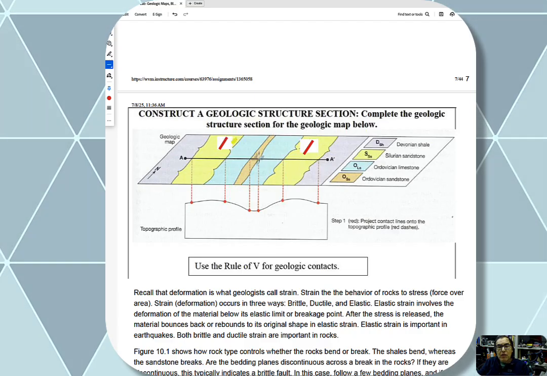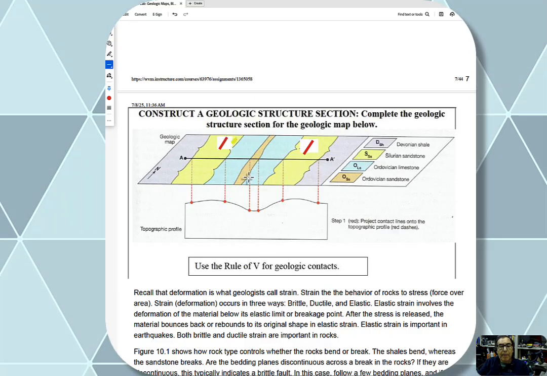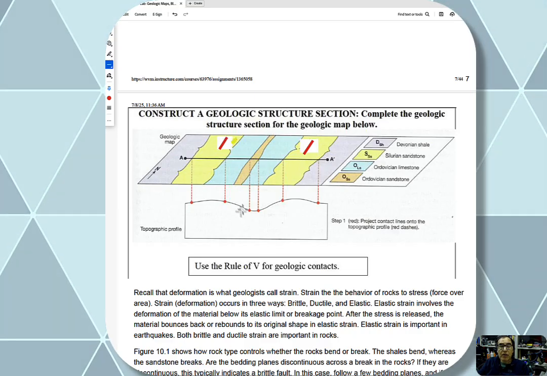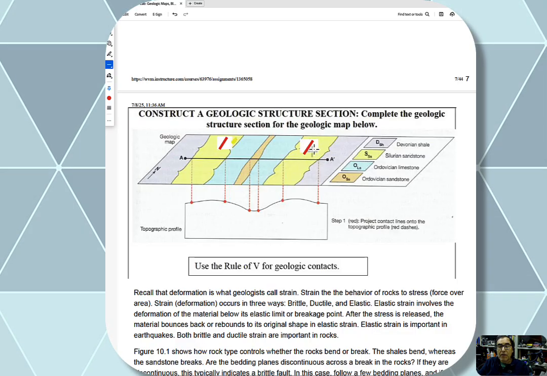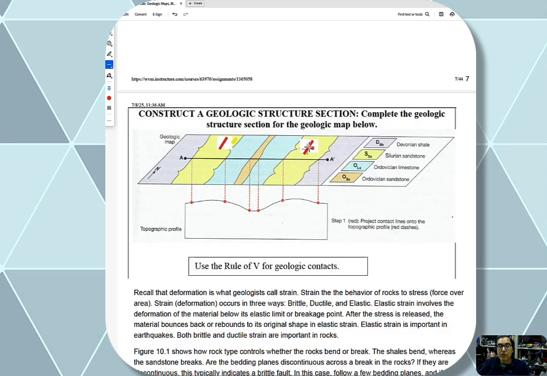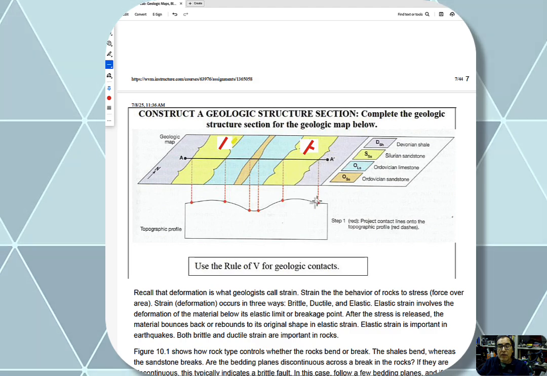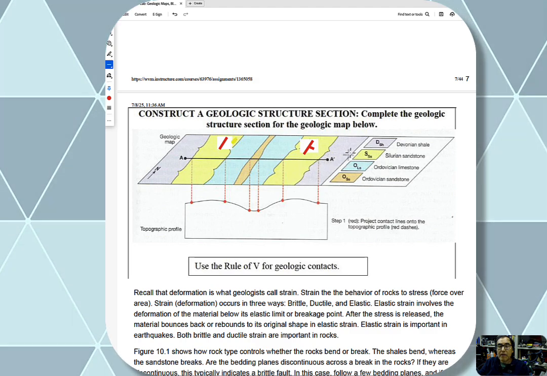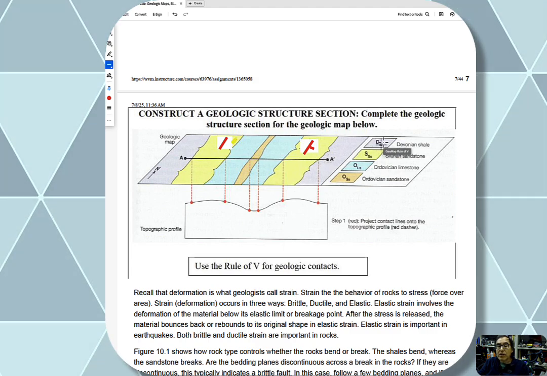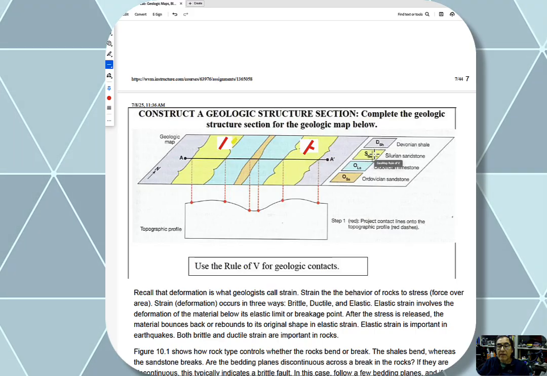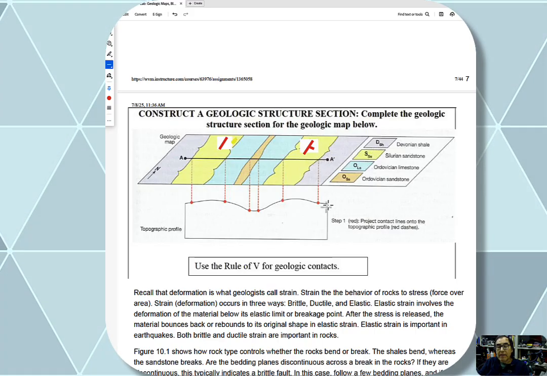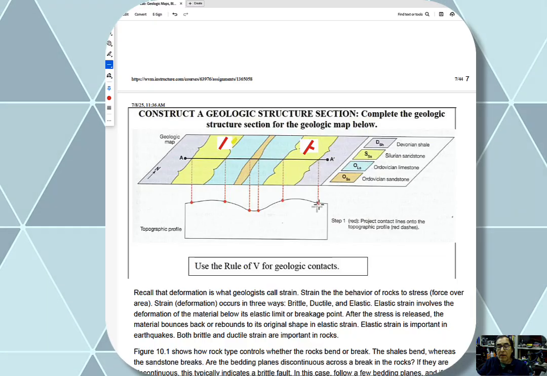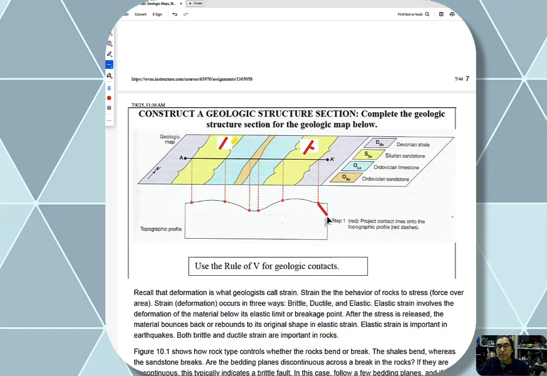Also for this figure here, they're going to want you to complete the cross section here. Let's go ahead and figure this one out. Since the V is pointing to the right here, this is dipping in this direction there, right? So then we can say, well, the contact between this Devonian shale here and the Silurian sandstone, it's inclined toward the right side or the east. So I'm going to draw an inclination going there.